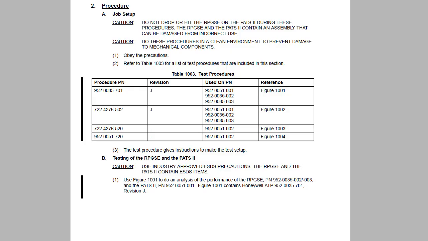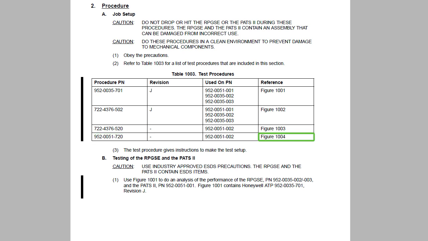For this application with a new PATS 2, we will be using a copy of the factory acceptance test procedure referenced in Table 1003, Figure 1004 of the GEM as Procedure 952-0051-720 for the top assembly.